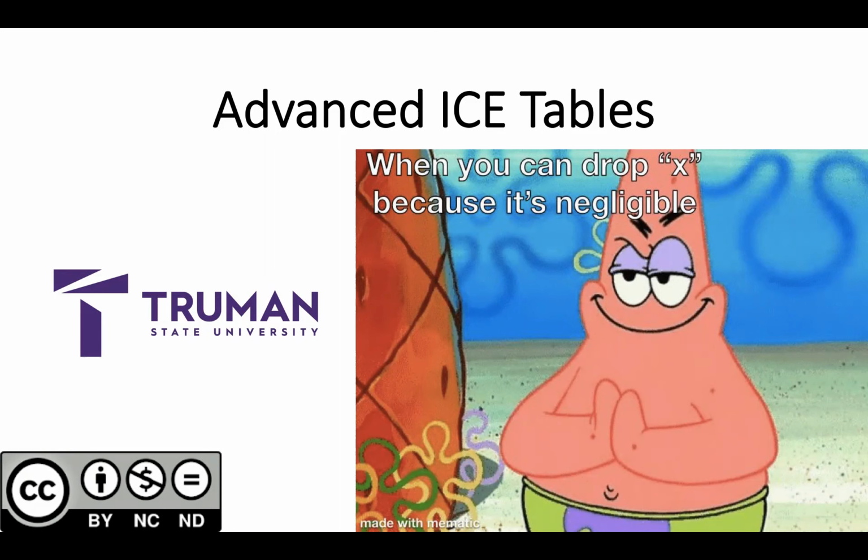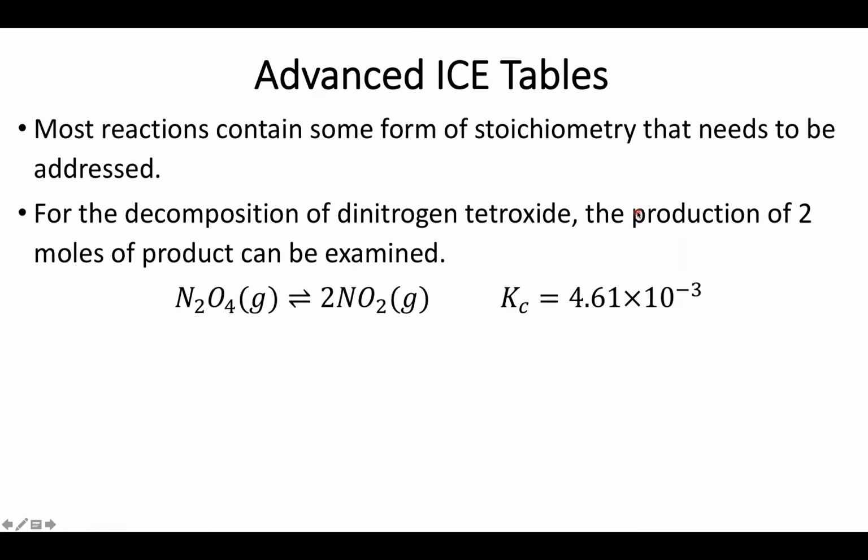So to introduce this idea, let's go ahead and take an advanced version of what we did last time. So last time we looked at a simple isomerization reaction. 1 mole of reactant went to 1 mole of product. Now let's go ahead and look at another common type of reaction, a decomposition reaction. We've already addressed this one before. So the decomposition of dinitrogen tetroxide into nitric oxide.